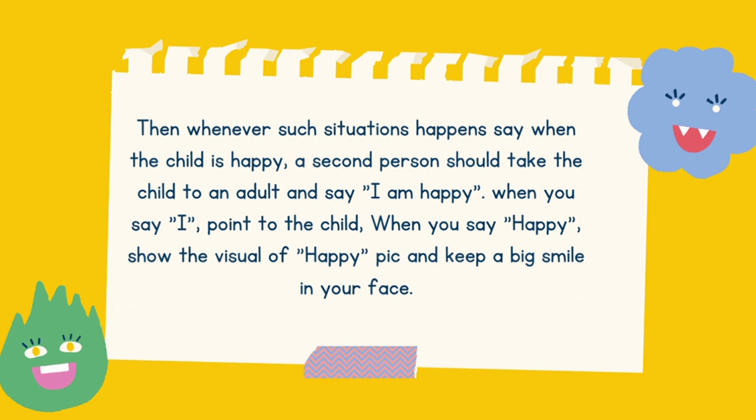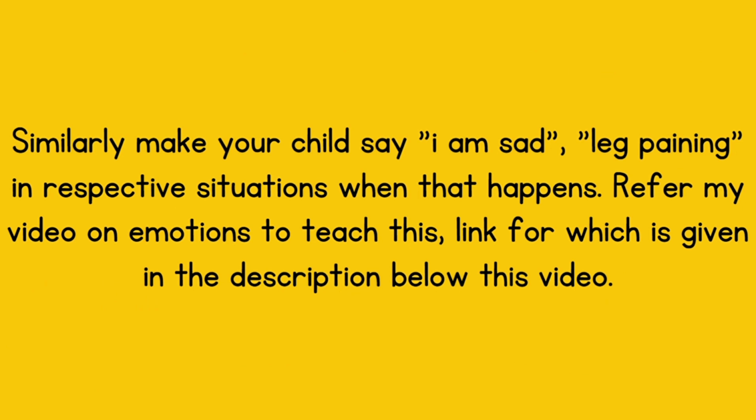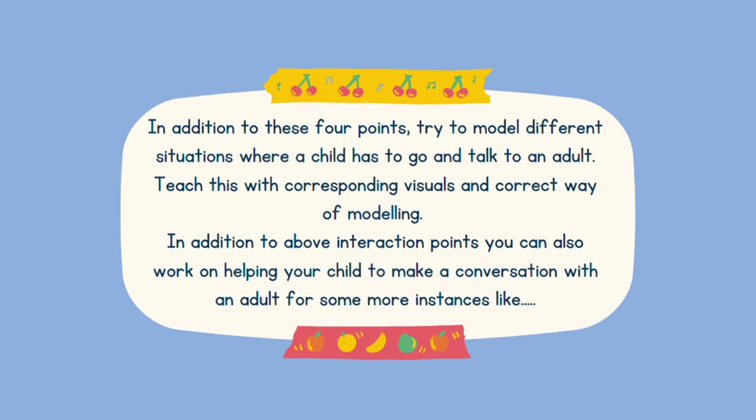Then, whenever such a situation happens, say when the child is happy, a second person should take the child to an adult and say, I am happy. When you say I, point to the child. When you say happy, show the visual of a happy picture and keep a big smile on your face. Similarly, make your child say, I am sad, leg paining, in respective situations when that happens. Refer to my video on emotions to teach this, the link for which is given in the description below this video. In addition to these 4 points, try to model different situations where a child has to go and talk to an adult. Teach this with the corresponding visuals and correct way of modeling.